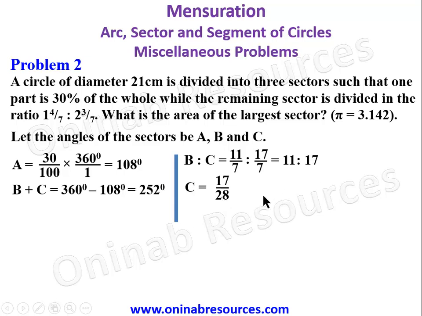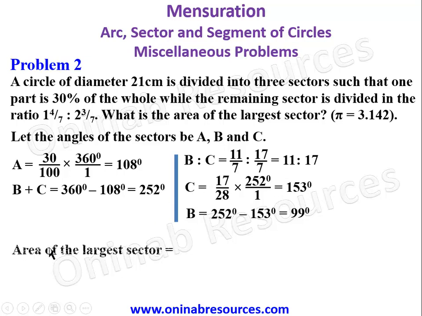11 plus 17, then multiply by 252 degrees, and that will give us 153 degrees. If you press your calculator, we can then calculate angle B to be 252 minus 153, which gives 99 degrees. So if you look at the three sectors now, A has 108 degrees, C has 153 degrees, and B has 99 degrees. So the largest sector now is the one with the largest angle, which is sector C.